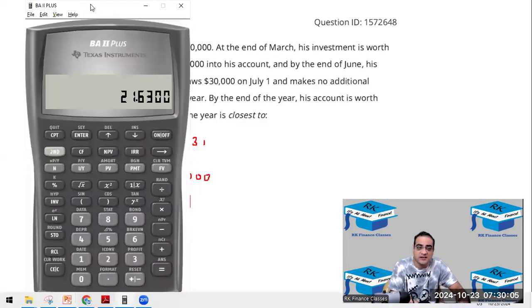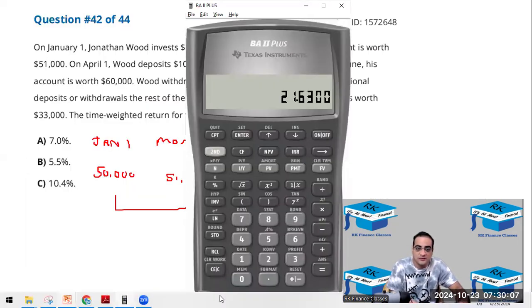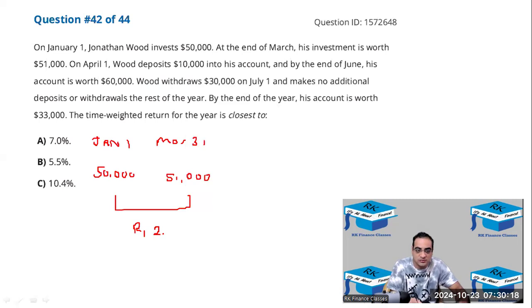फर्स्ट क्वार्टर का रिटर्न है ये, Jan to March. So 51,000 minus 50,000, ending minus beginning, divided by beginning. So that is 2% return. So over here, the R1 is 2%. But mind it that R1 is not first year return, it's first quarter return. लास्ट में जब हम TWR कैलकुलेट करेंगे तभी ये पॉइंट इंपॉर्टेंट आने वाला है. So keep that in mind.